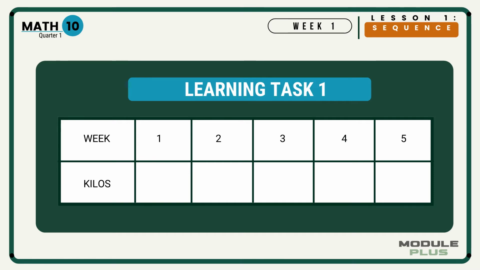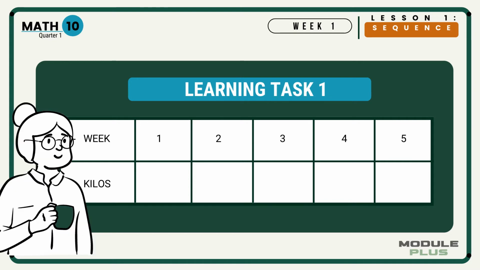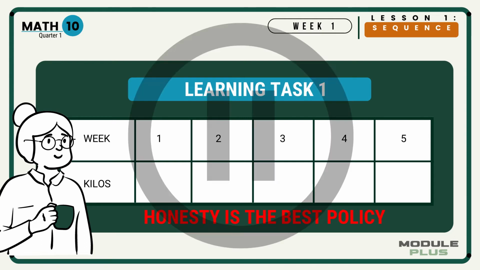Suppose this is your table. You're going to fill out this table to be able to find out how long it will take her to lose 35 kilos, if she continues losing at this rate. She lost 11 kilos in the first week, 9 kilos in the second week, and 7 kilos in the third week. Remember, honesty is the best policy. Pause this video and answer the problem.